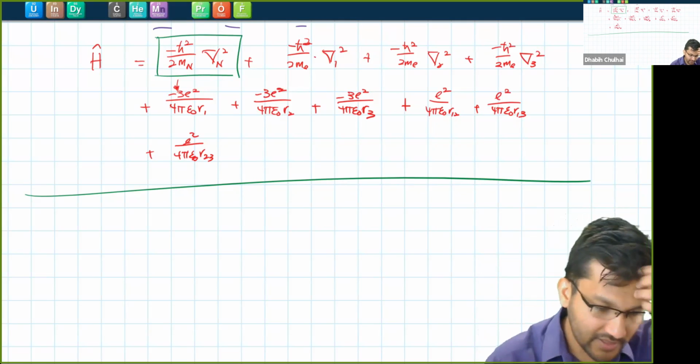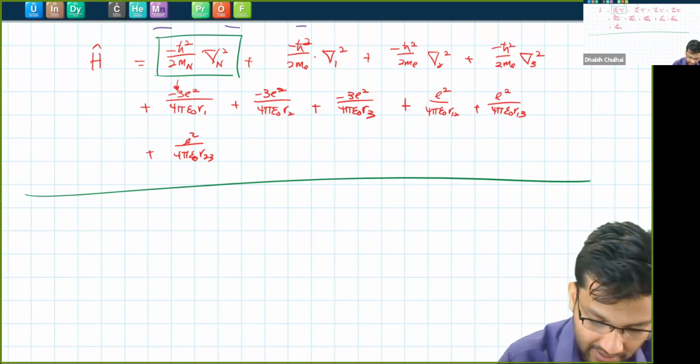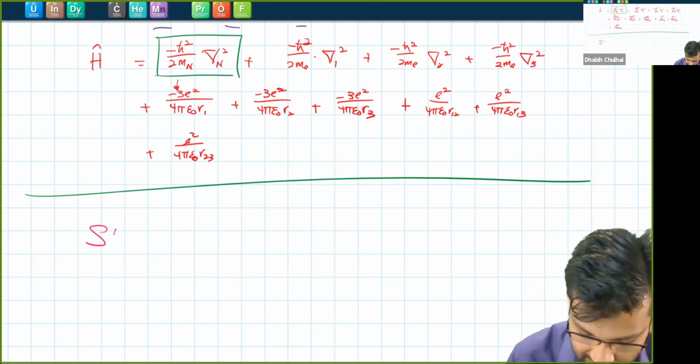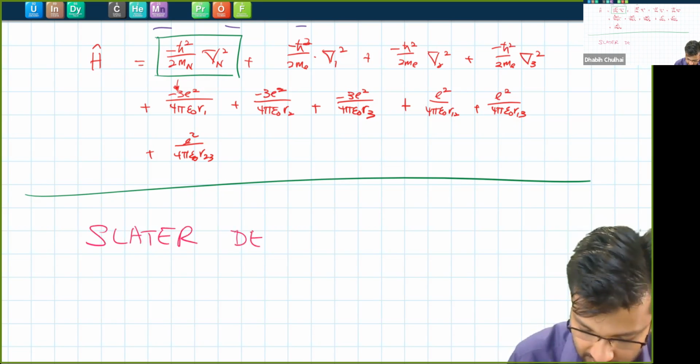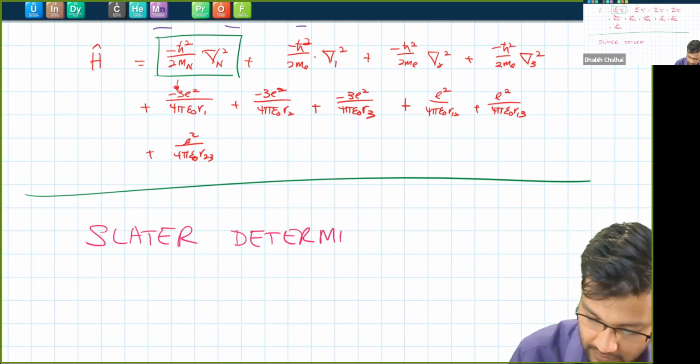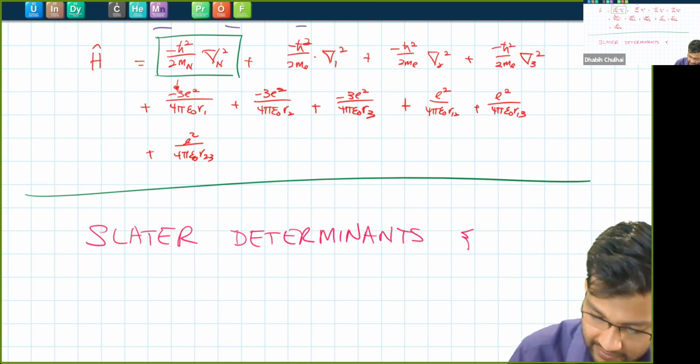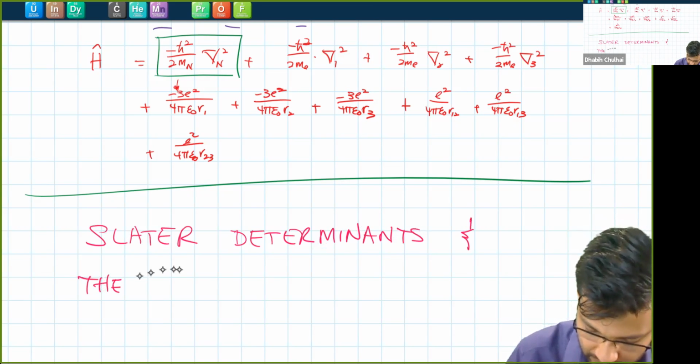But we're going to make some assumptions, and this is going to lead us to something we're going to call the Slater determinant. So, determinants and the Pauli principle.